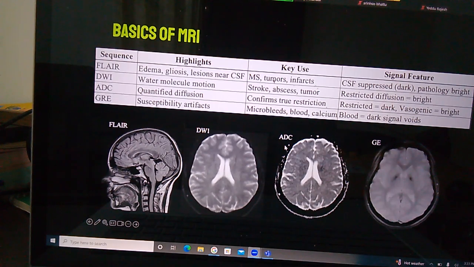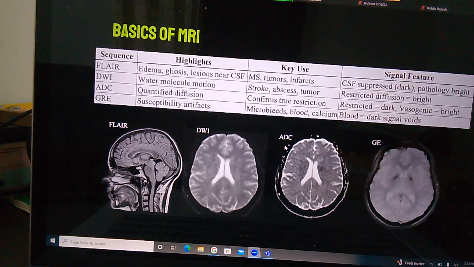And DWI images, we also use for cholesteatoma, where there is restricted diffusion, mainly of water molecule motion. Is there a movement of the water molecules or not? If there is restricted movement, restricted diffusion, it brightens up. In cholesteatoma, for example, there is no movement of the water molecules. It's cholesteatoma tissue, keratin epithelium. There is no fluid, no water movement. So that's why cholesteatoma brightens up on DWI images, isn't it?